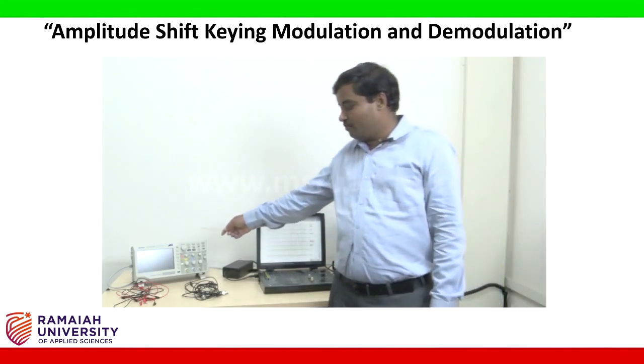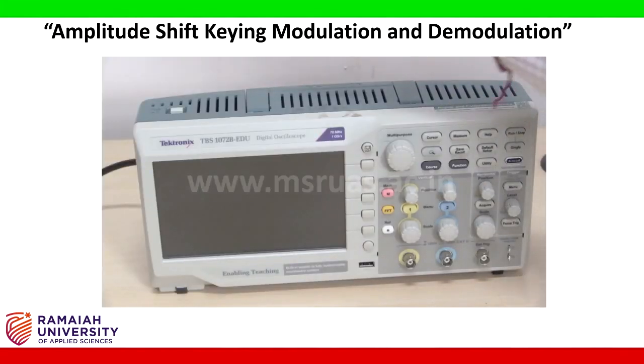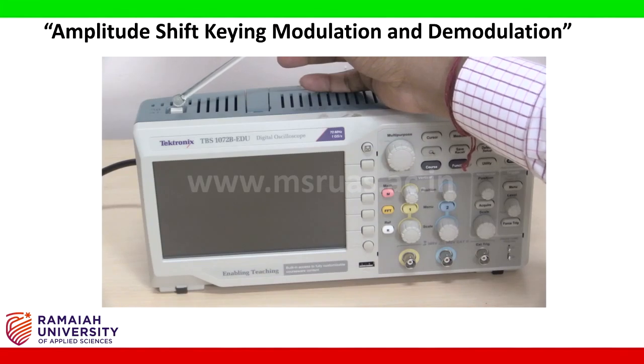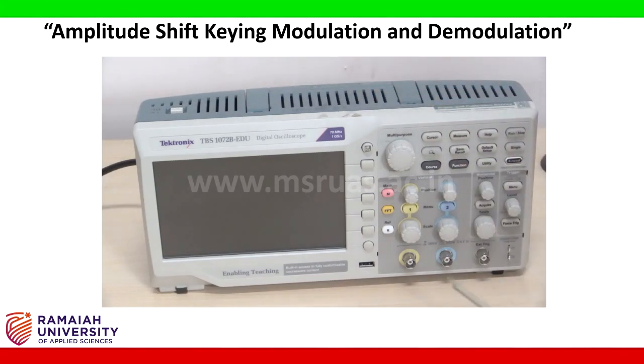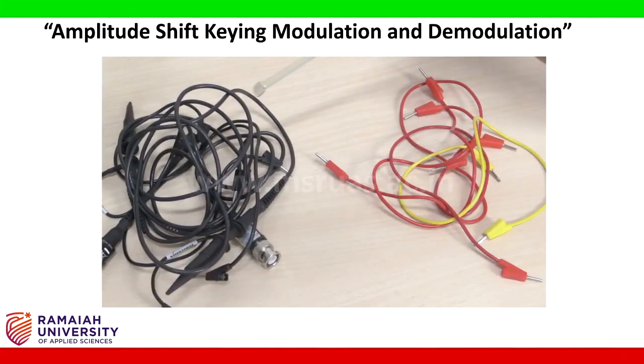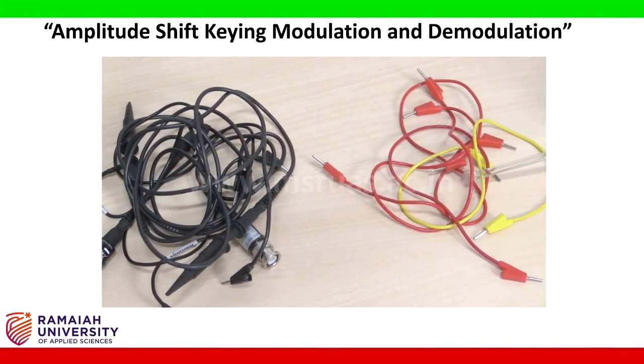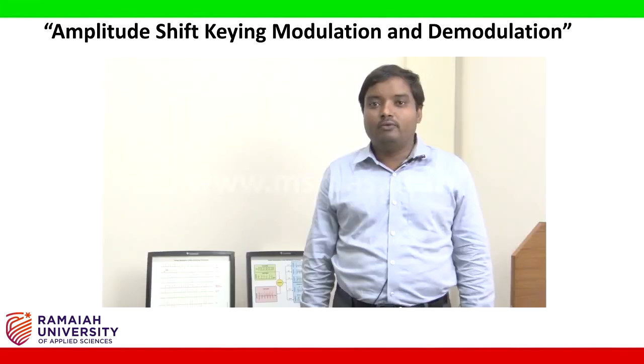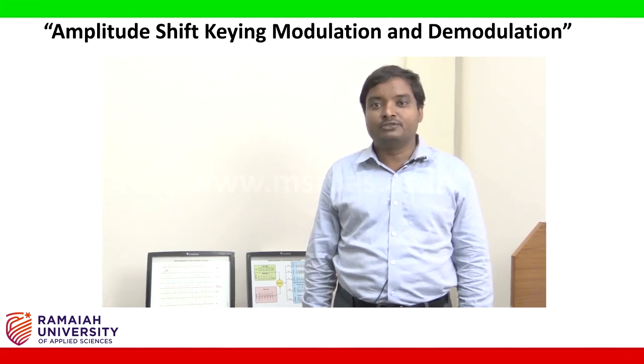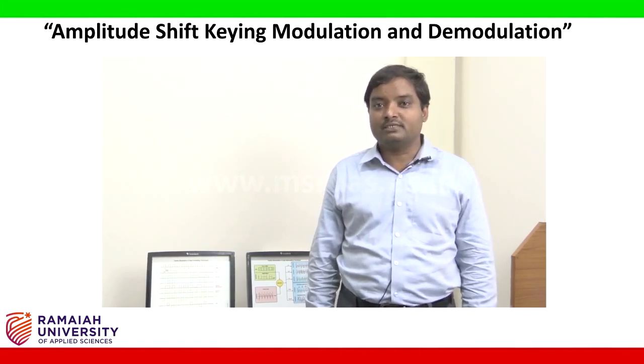And the digital oscilloscope. This is the digital oscilloscope. Main power switch of this digital oscilloscope is this one, and this is a two channel oscilloscope, channel 1 and channel 2. These are the magnitude adjusting knobs, and these are the horizontal position adjusting knobs, and this is the time scale adjusting knob. These are the connecting probes for digital oscilloscope, and these are the connecting wires for the Syntec 2156 board. Now let us start the connection for the amplitude shift keying, modulation and demodulation experiment.